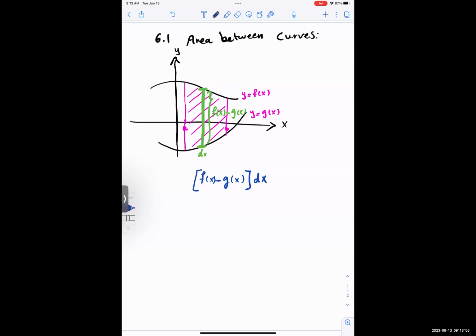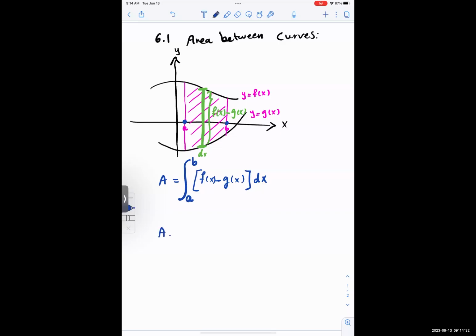But that's for a very small portion of the graph. So I'm adding all of them up from my start point to my endpoint, which means I have many of these rectangles. So I'm taking the integral from A to B, adding all those little rectangles all the way to B. So this is the area between these two curves.